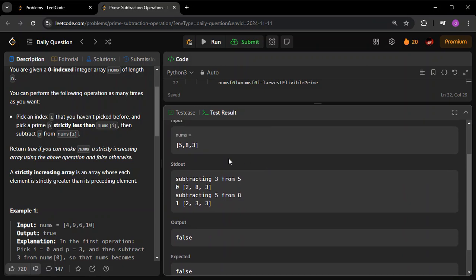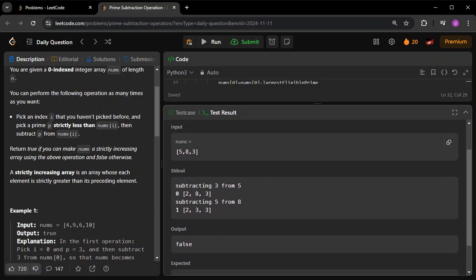Here the output is false. Let us see that. What I did: first number is 5. So what is the biggest prime number less than 5? It is going to be 3. So I subtracted 3 from 5 and got 2 here. Fine. Next is 8. So I will subtract 2 from 8. I am going to get 6.